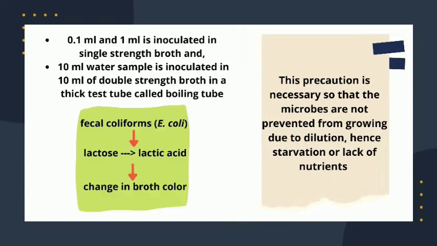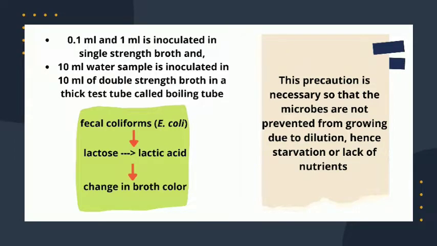Now, if the water being tested has fecal coliforms such as E. coli, these microbes will ferment lactose and make lactic acid that will result in turning the broth yellow and production of gas in the Durham's tubes.